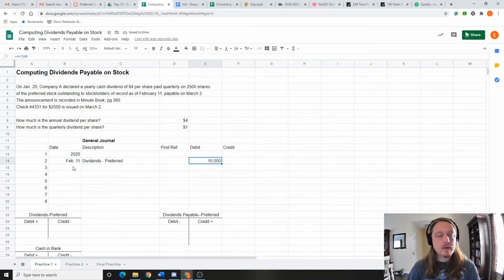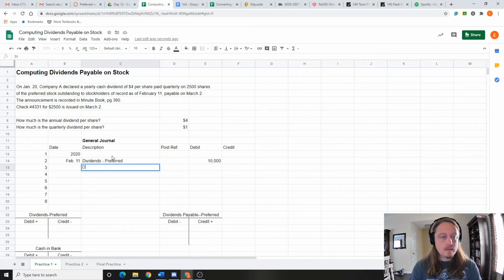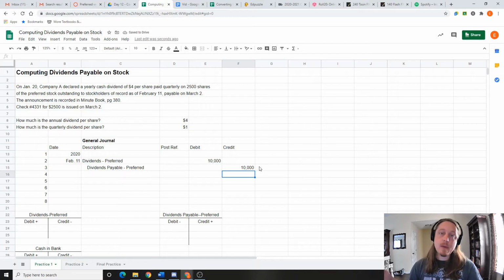Okay, cool. So now what's the credit? That was the debit. What's the credit? It's the liability here: dividends payable from our preferred account. This is what I owe somebody, right? So I owe them a credit of $10,000. At the end of a full year, we have March 2nd, then 3 more payments, and we'll have paid $10,000. That's what we owe them.